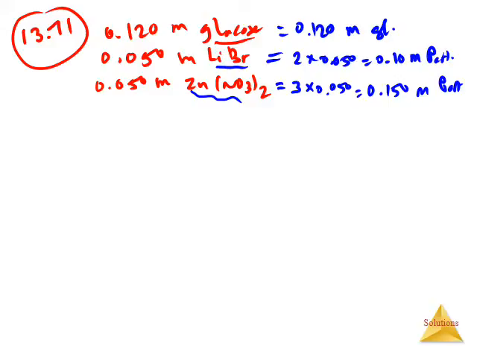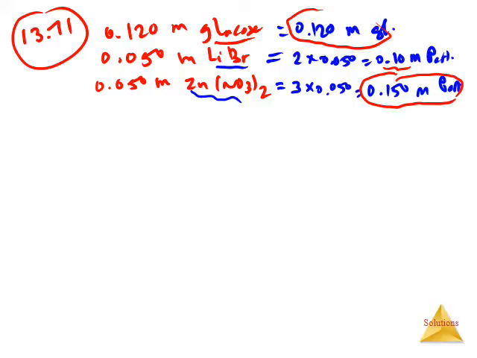Now let's identify the largest particle concentration, which is 0.150. Since it's the largest particle concentration, the boiling point would be largest. There would be the largest increase in boiling point of water because you're adding these to water. And the next largest would be 0.120. Basically go by these numbers. And the lowest one would be 0.10 molal.